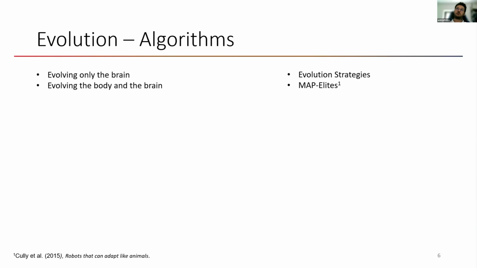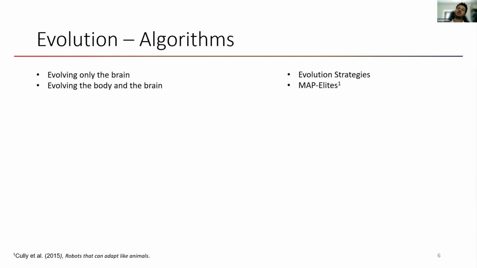We had two optimization settings, one where we evolve only the brain, so the controller, with a fixed body, and one where we evolve both the body and the brain. We used two different evolutionary algorithms: simple evolution strategies, and a quality diversity algorithm, which is MAP-Elites, that I will now briefly present, as we will also use it for the calculation of the evolvability.